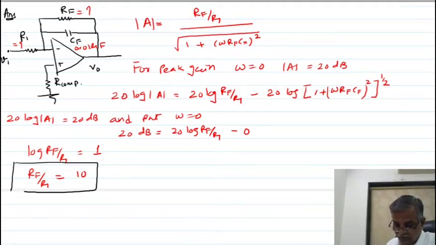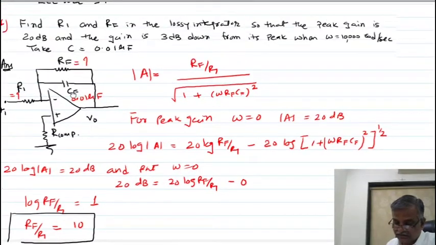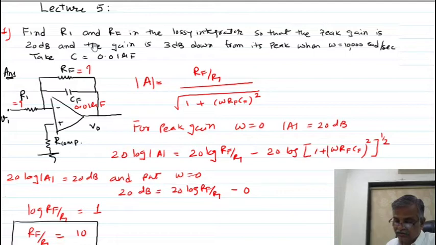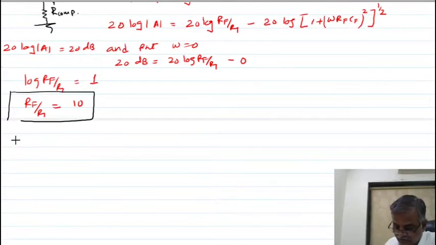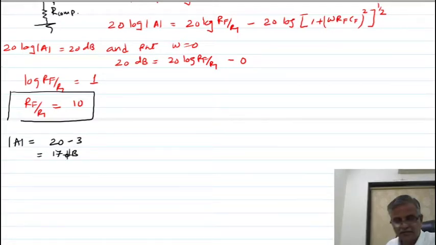Now what is the second thing they have given? The second thing they have given: the gain is 3 dB down from its peak when omega is 10 raised to 4. So let me write this. Gain is equal to 3 dB down from peak, so it is my 17 dB when omega is 10 raised to 4 radian per second. The gain is 3 dB down from the peak, so I have written 20 minus 3.